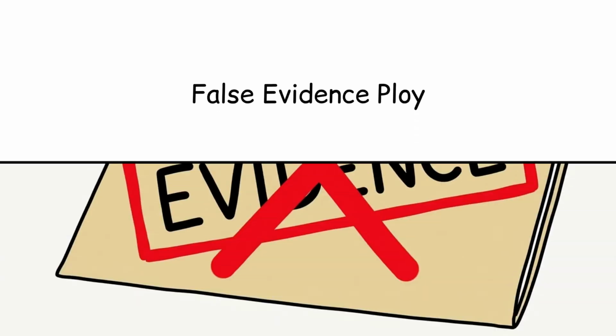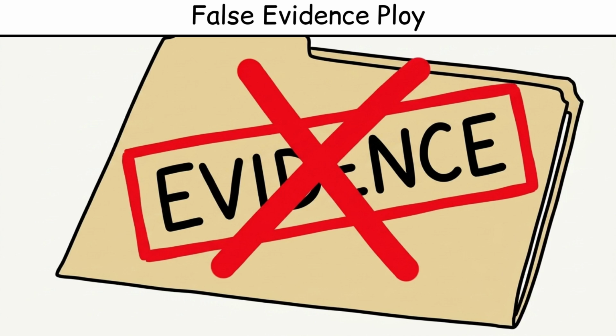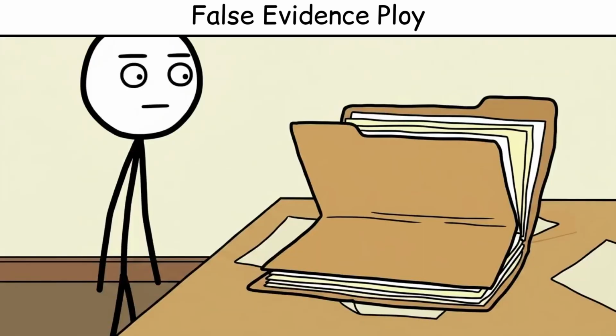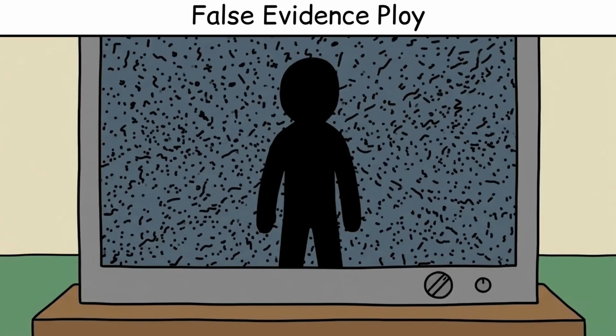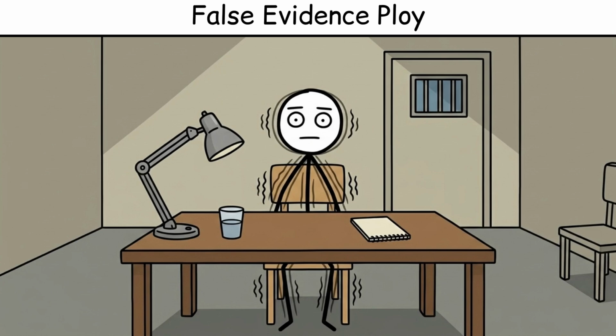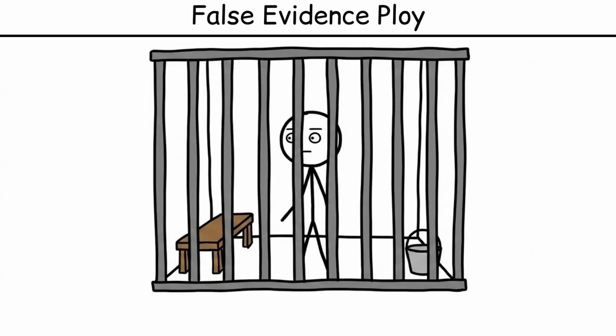The false evidence ploy. The false evidence ploy is a high-risk tactic where interrogators lie to a suspect about incriminating evidence. Interrogators might place a thick file folder labeled with the suspect's name on the table, present fabricated lab reports, claim surveillance footage caught them, or state that a co-conspirator has already signed a full confession. The goal is to shatter the suspect's belief that they can bluff their way out of custody.